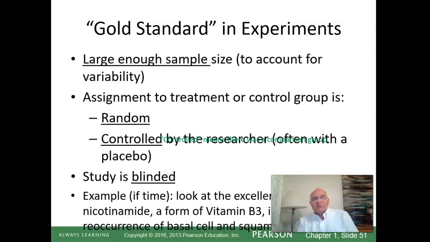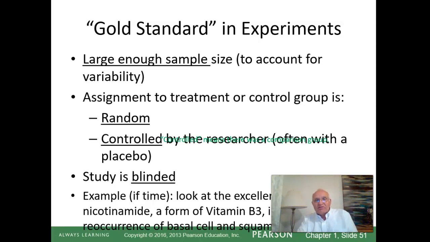So to summarize, in experiments, these are some signs that you have a well-designed experiment: a large enough sample size to account for noise and variability. We'll talk more about that particular item later on in class when we get to some other chapters. The assignment should be random, and there should be a control group. Often there might be a placebo, particularly if it's a medical study. And the study is blind, meaning that those subjects who received the treatment or didn't receive it don't really know which group they're in.